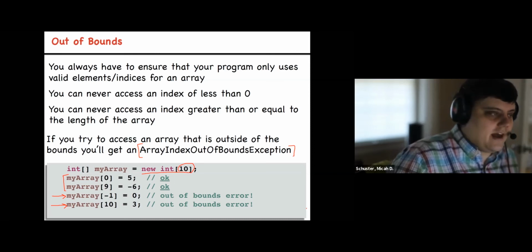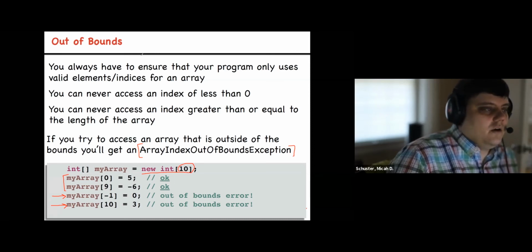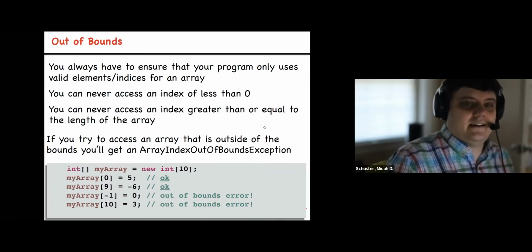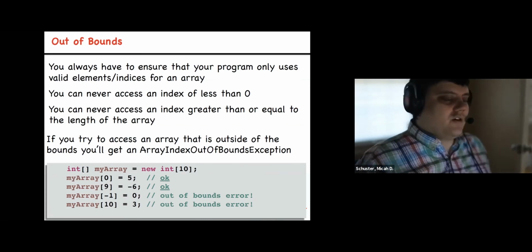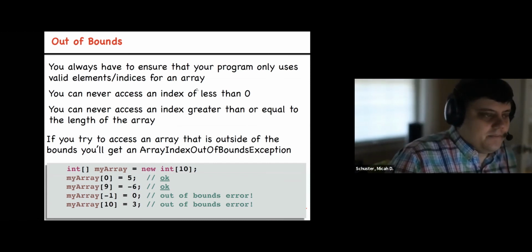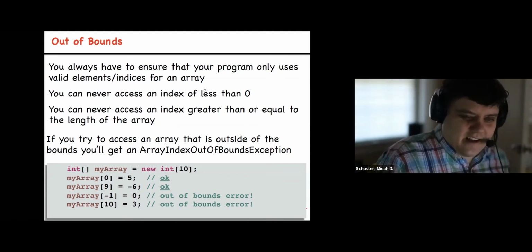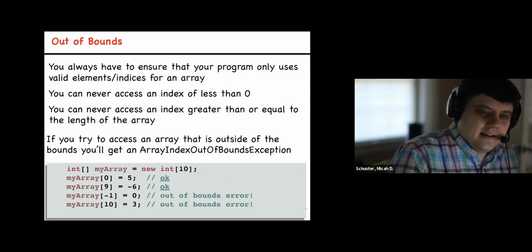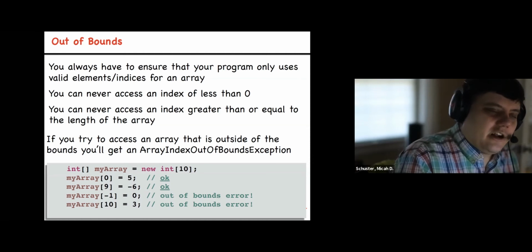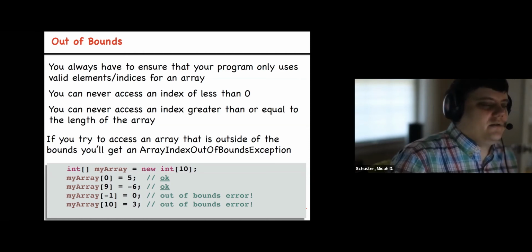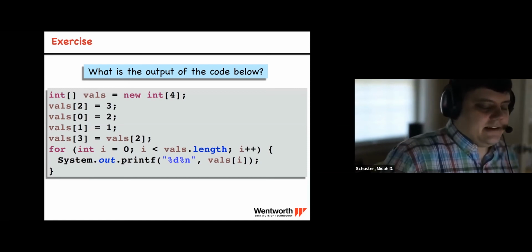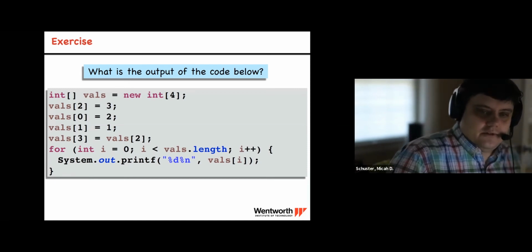So I will show you that here in just a second. When we start doing some coding, I'll show you what this looks like, or what you can expect to see if you do try to go outside the bounds of an array. It sounds easy. It sounds obvious, like, yeah, well, I'll just make sure I never go outside the bounds. But it's not always as easy as it sounds to follow this out of bounds rule.